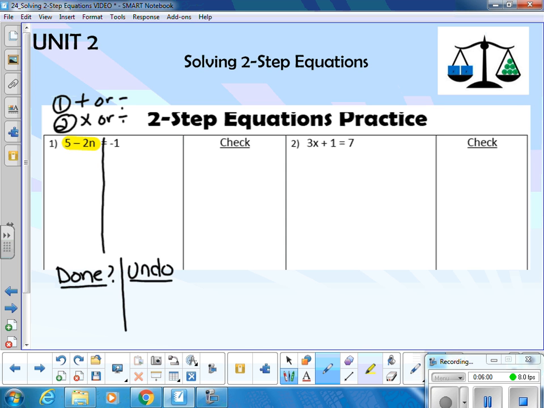So let's start at the variable first. We're multiplying by -2. How would I undo a multiplication by -2? I would divide by -2. And then what else is being done? I have a +5. How do I undo a +5? I subtract 5. So here's what's being done to the variable. Now let's move over to this side, and we're going to move this way to undo it. So we're going to subtract 5 from both sides first.